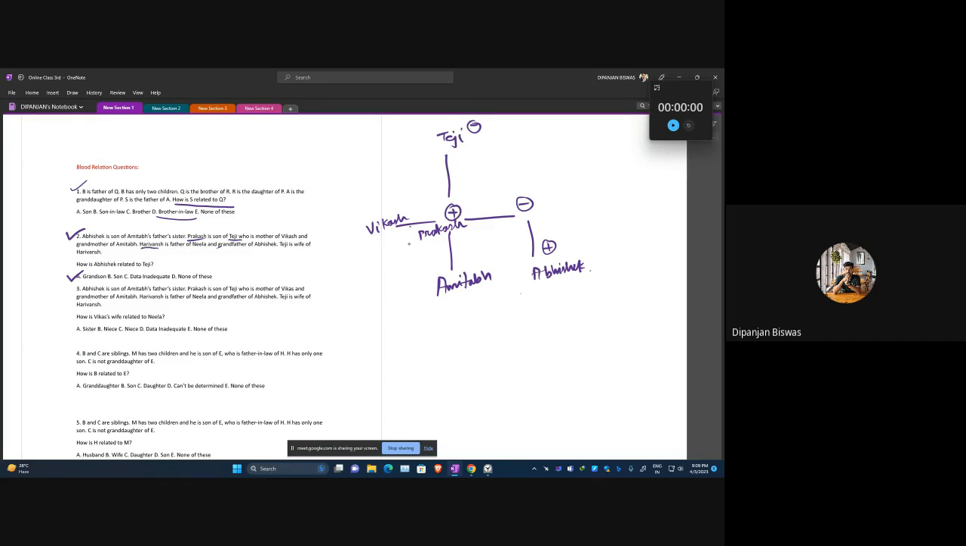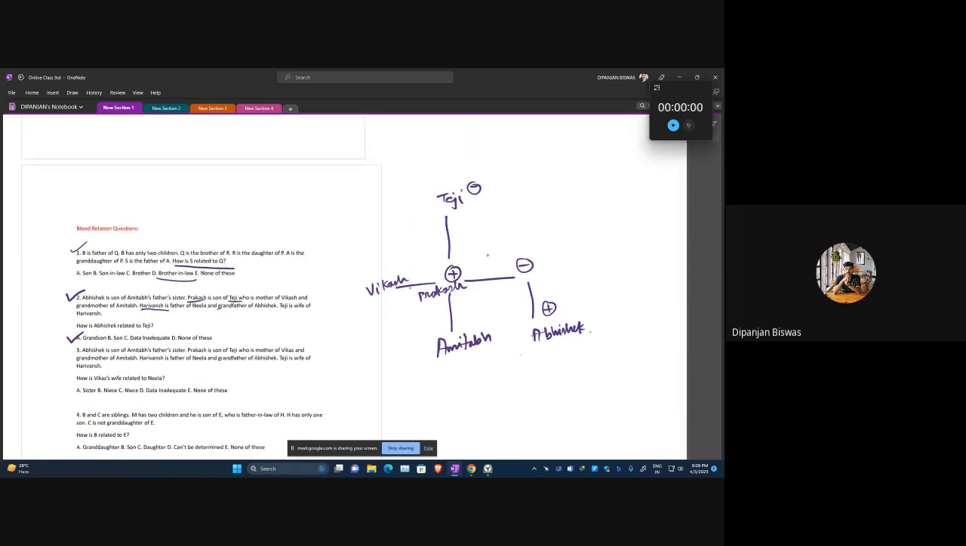Again, Harivans is the father of Neela. Okay. We cannot find Harivans or Neela in here. And grandfather of Abhishek. So Harivans should be grandfather of Abhishek. Abhishek's grandfather should come in here. So Harivans, I am just writing Hari, should be married to Teji. And Harivans is father to Neela. Okay. As you can probably guess, Neela is a female person's name. So Neela should come right here, but I'm not writing it. So Teji is the wife of Harivans. We have already written that. So only Neela was left out. So definitely Neela would come in here. Okay.